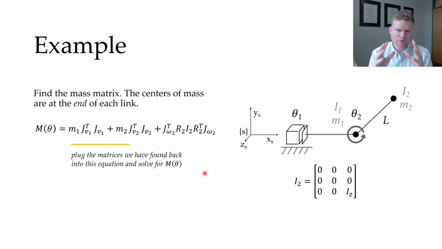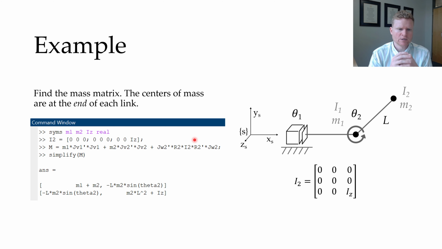All right, so once you've found all these terms, now you want to plug them back into your equation for the mass matrix. So I've got JV1, JV2, J omega 2, R2, and the other terms. I'm ready to plug those back in. Don't forget about the inertia matrix right here. I can plug those all back in and solve for my mass matrix. So here I am doing that multiplication. I just did it in MATLAB to make it a little bit easier. So I multiplied all these different terms that I'd found.